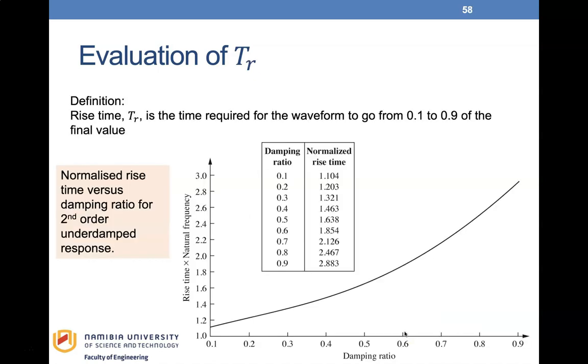Now, let's look at the rise time. We define the rise time as the time required for the waveform to go from 0.1 to 0.9 of the final value. There is no precise relationship between rise time and the damping ratio. A curve fitting technique, however, is used. The curve is produced using equation 4 and varying values of zeta. The time axis is normalized with the natural frequency.